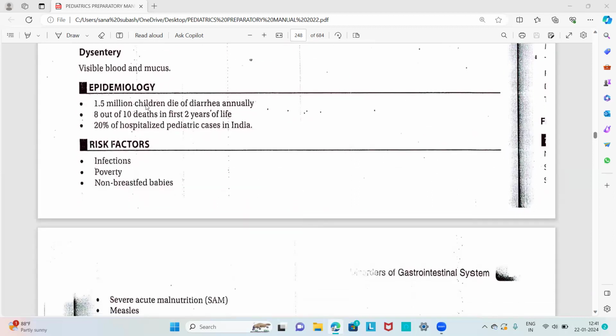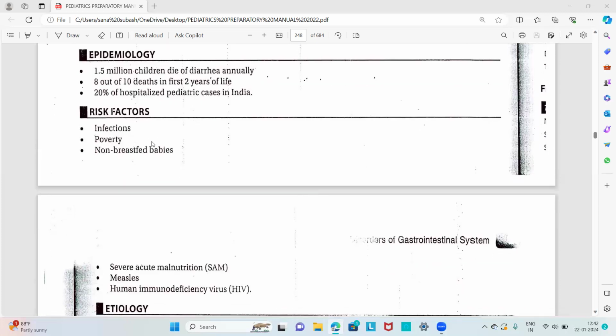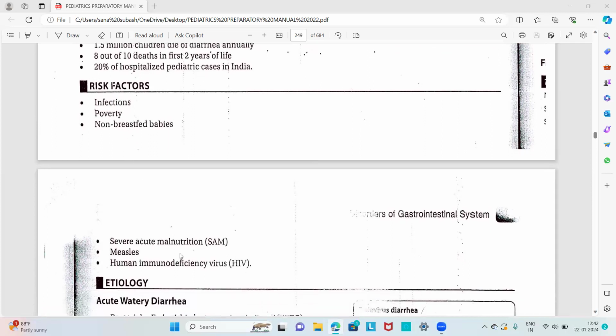Then something about the epidemiology: 1.5 million children die of diarrhea annually because of dehydration-related complications, and 8 out of 10 deaths in the first 2 years of life are due to acute diarrhea diseases, and 20% of hospitalized pediatric cases in India are also due to acute diarrhea diseases. Then, if a question is asked about risk factors, these are the risk factors: infections, poverty, non-breastfed babies, severe acute malnutrition, measles, and human immunodeficiency virus. These are the risk factors for the development of acute diarrhea diseases.